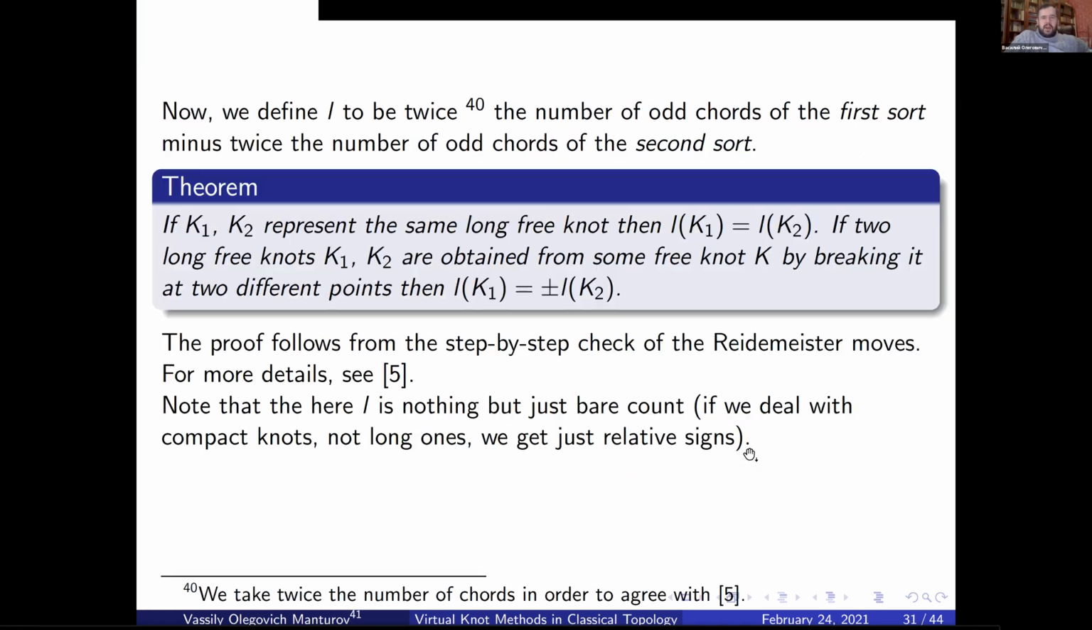And actually, this will be an invariant of long free knots. And this will be an invariant of free knots up to sign. Why up to sign? Well, because if we want to have compact things, then odd objects will remain odd, but the initial point can get changed, and this will switch the sign. So actually, the initial point can switch the sign and make objects with plus to be objects with minus.